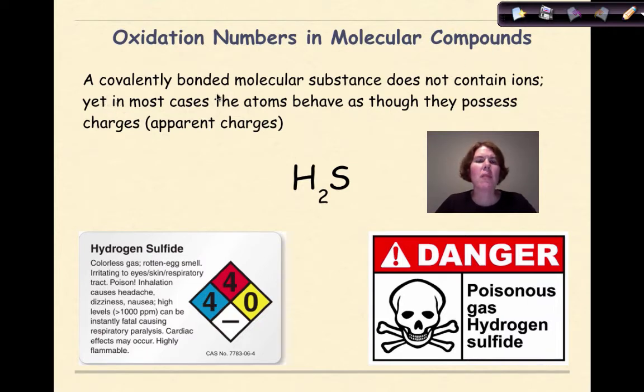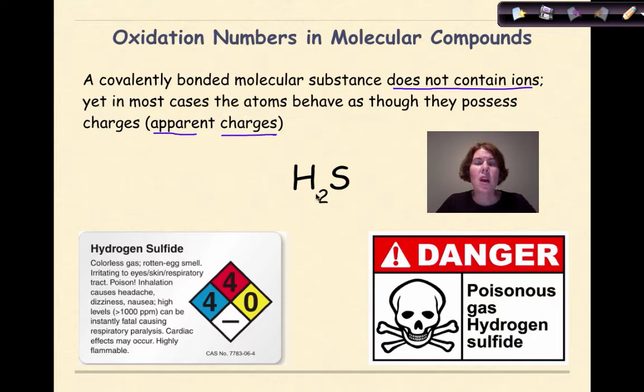So a covalently bonded molecular substance does not contain ions. That's the first thing that we have to make absolutely clear. A molecular compound will not contain ions. The elements involved are not fully losing electrons or gaining electrons. They are sharing electrons. But yet, in most cases, the atoms behave as though they possess charges, and we're going to call those apparent charges.